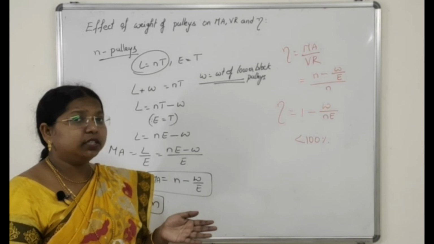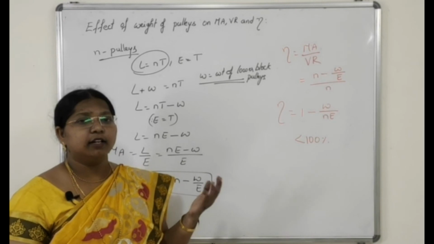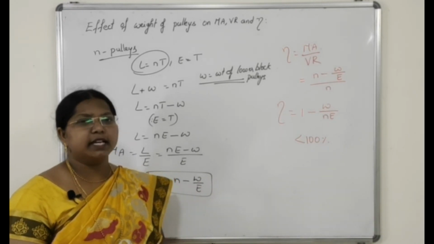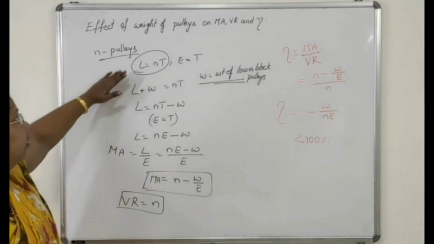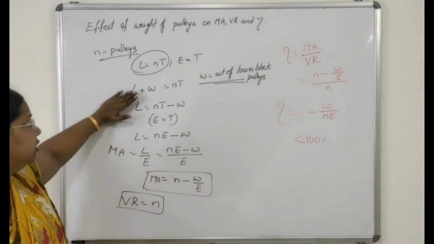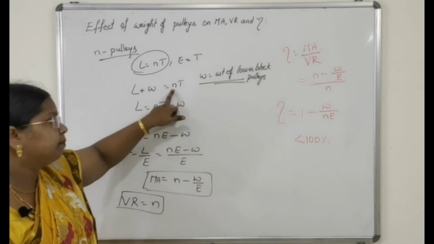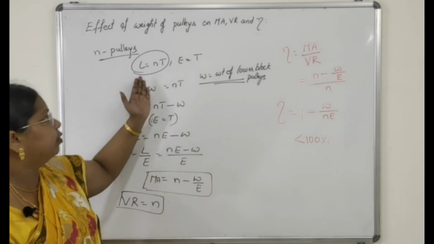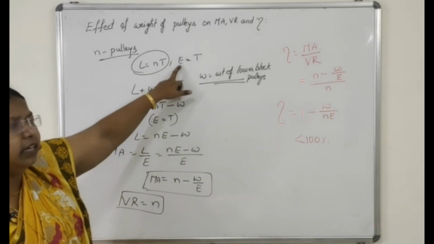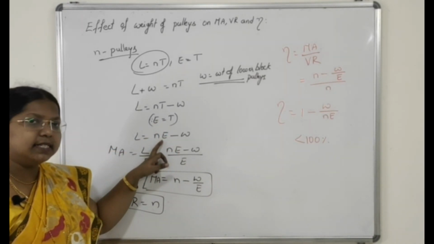Then what about the friction? As we discussed earlier, friction can be minimized by adding lubricants in the ball bearings of the pulleys. By adding some grease, we can minimize the friction. Because of n number of pulleys, the weight will be added to the load. L is equal to nT, that is, L plus W, the weight of the pulley, is equal to nT. So load is equal to nT minus W. We brought this W to the other side, minus W. Instead of T, I am writing E because your effort is equal to T. So load is equal to nE minus W.